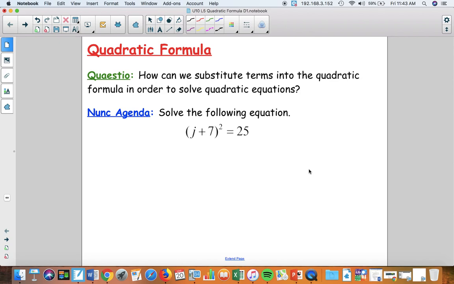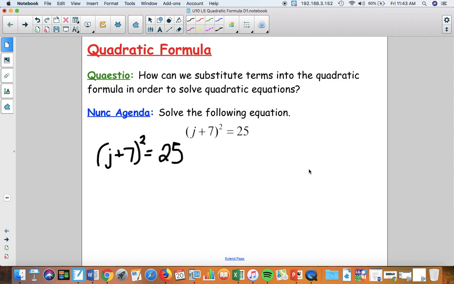All right, hello everybody. Today we are going to be learning a new way to solve quadratics, and it would be by using the quadratic formula. So to start, let's look at the do now. It says solve the following equation. I'm just going to rewrite it. We have (j plus 7) squared equals 25.